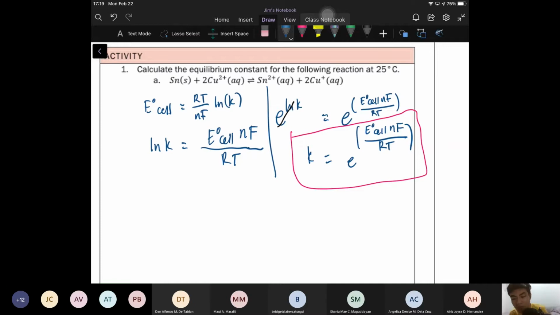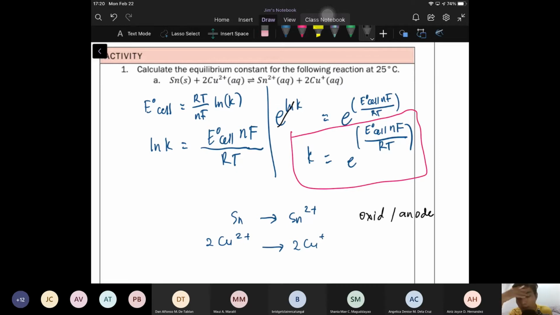Okay, so let's do that. Let me rewrite the equation sa baba. Sn producing Sn2 plus. Paghihiwalayin ko siya kasi ibabalance ko to later on. Kwento ko kung bakit. Okay. So by just looking at the equation, what we have is that yung tin, ito yung na-oxidize, no? So that means ito yung anode mo.